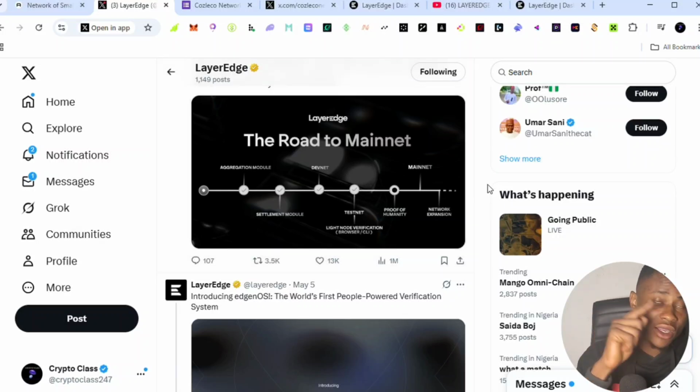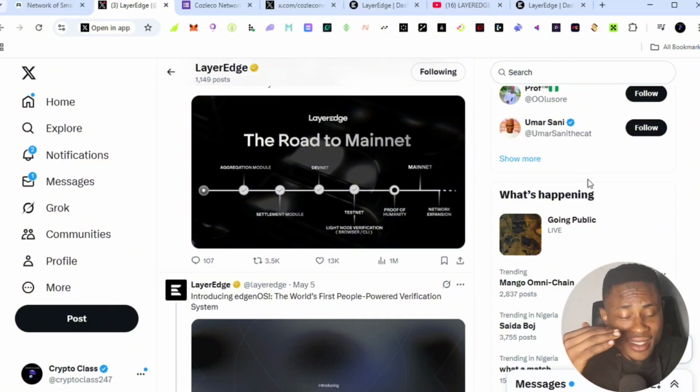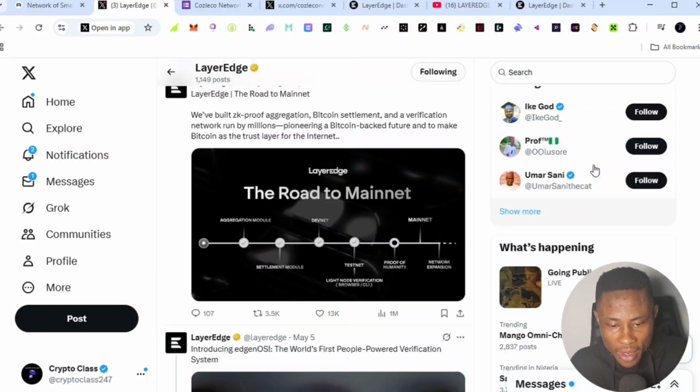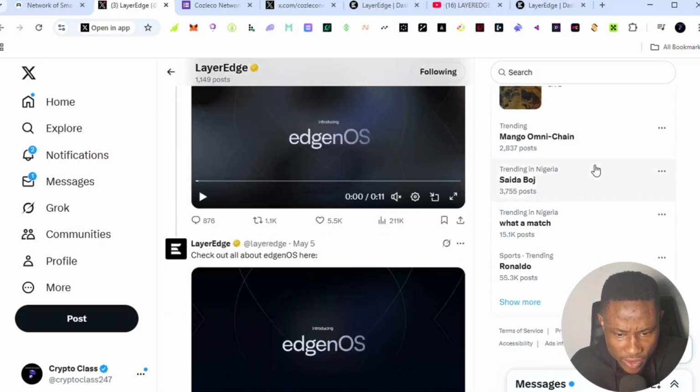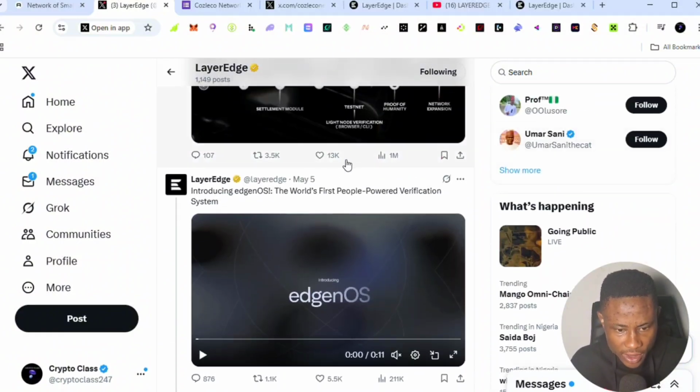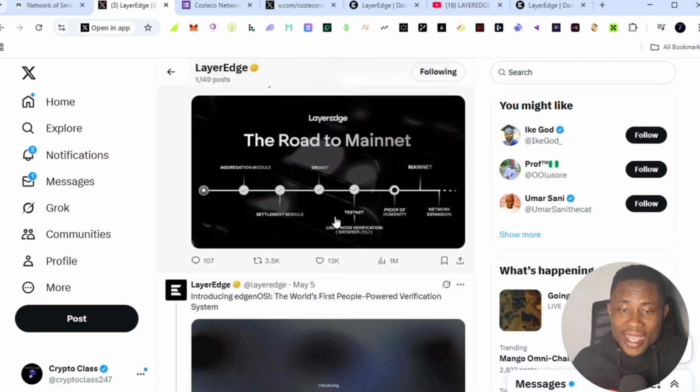And that is how you can calculate your point, not your allocation. Right here after that is TGE, which I've already said: airdrop checker and claim, and TGE. Then the next phase that is going to follow is staking. After staking, then you get Hidden OS, which is what they tweeted about here. They told you to get ready. I think that was May 5th. Introducing Hidden OS, the world's first people-powered verification system. That is the next stage after this airdrop checker, which is coming up this week.